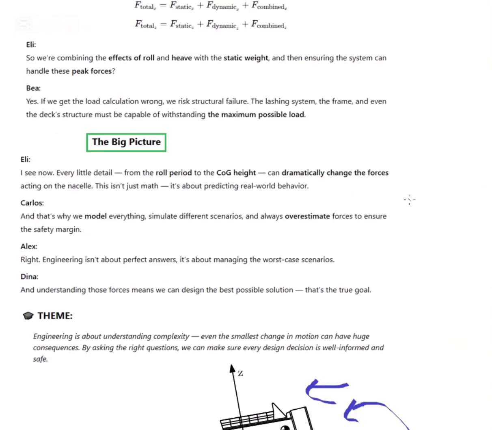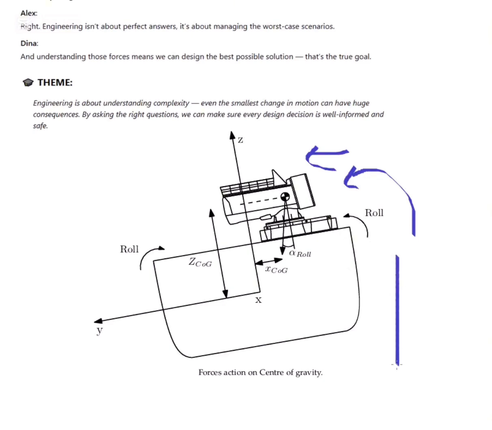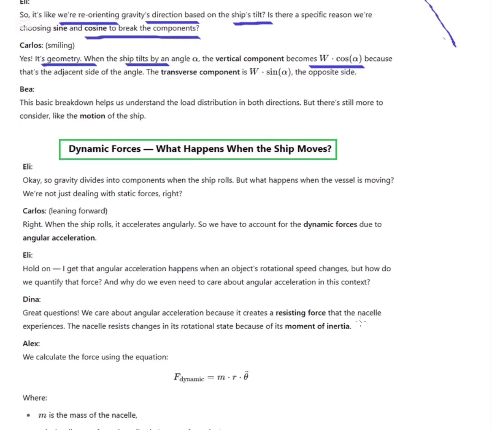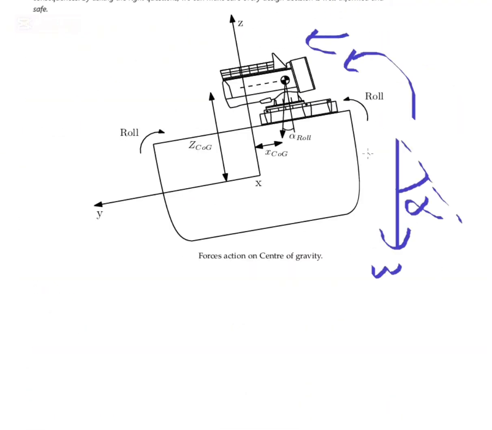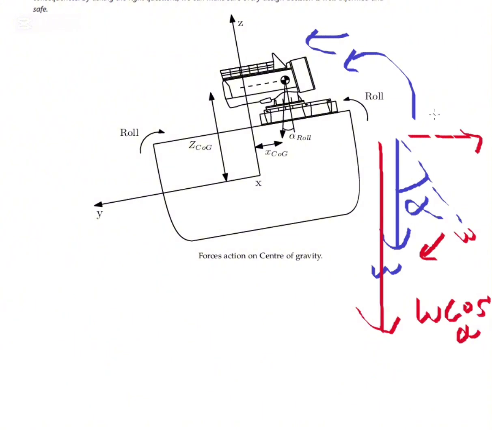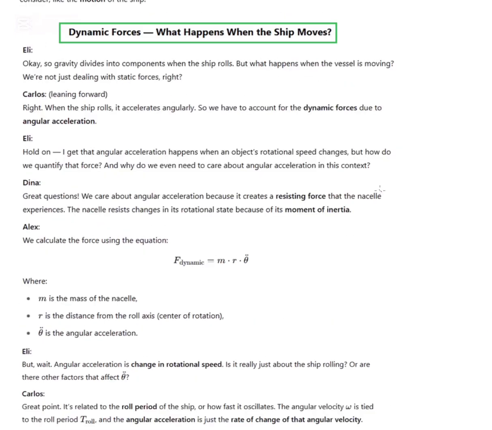Here we can see this W, the weight. This is the ship frame. This is the angle, the rotation. So this alpha becomes, the vertical component becomes W cos alpha. That's the vertical component. This is the W that goes like this, and the horizontal component becomes W sine alpha. Alpha is the ship tilt angle.